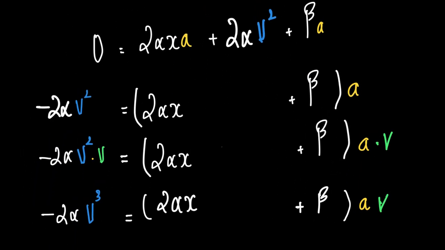And since the question contains only velocity on the RHS, I'll just transpose this. So we have minus 2 alpha v square is equal to 2 alpha x plus beta, taking this a common outside the bracket, into a. Now I'll multiply this complete equation with v. So minus 2 alpha v square into v is equal to 2 alpha x plus beta into a into v. Now what is 2 alpha x plus beta into v?